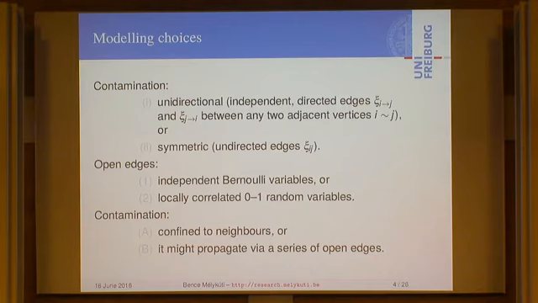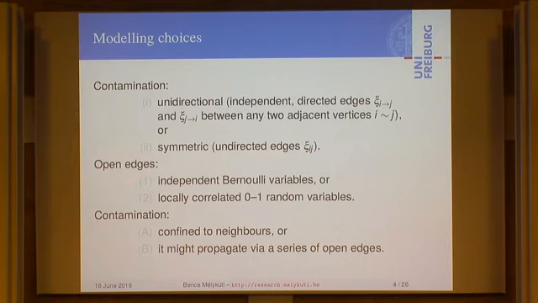And so there are at least 3 aspects which you might consider here. One is whether the contamination is uni or bidirectional. So if vertex I contaminates J, then is it inevitable that J will also then reversibly contaminate I, so that would be the symmetric case, or can the contamination be one directional?